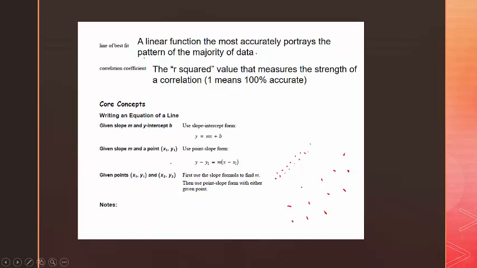And if you're given 2 points, you're going to have to find the slope first, and then what I would do is use point-slope form with either of them. So you can do the 1s or the 2s. You cannot do x1 with y2. That you're not allowed to do.